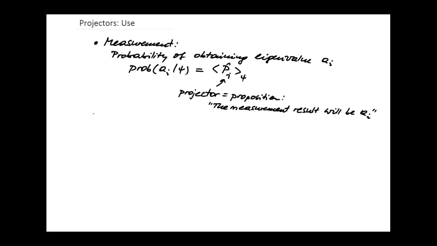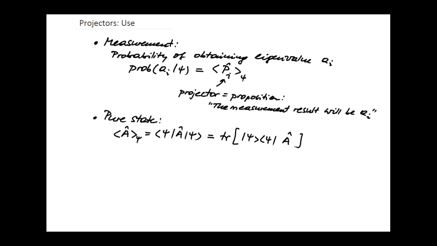Another context where you can use projectors is to describe a pure state. Remember, the expectation value of an arbitrary observable A in a pure state ψ is the operator A sandwiched between the two ψs, ⟨ψ|A|ψ⟩. But you can also write that as the trace of |ψ⟩⟨ψ|A. Okay, let me show you why this is the case.